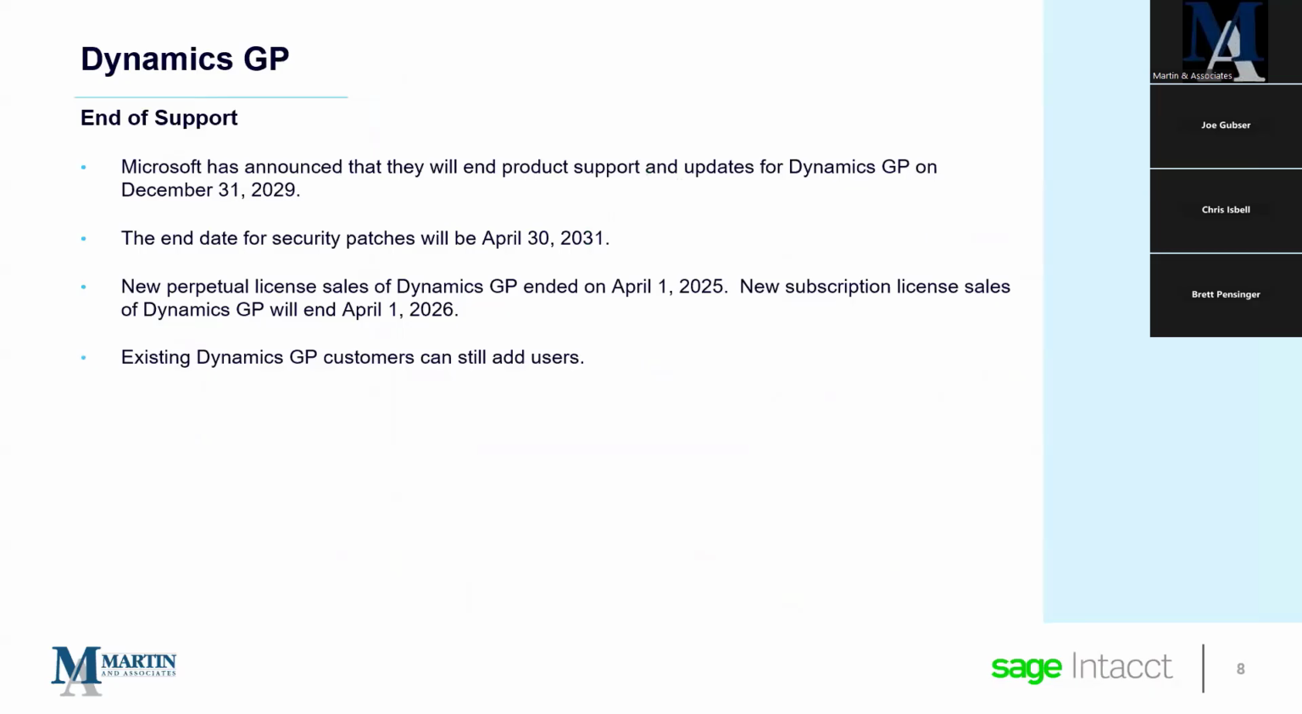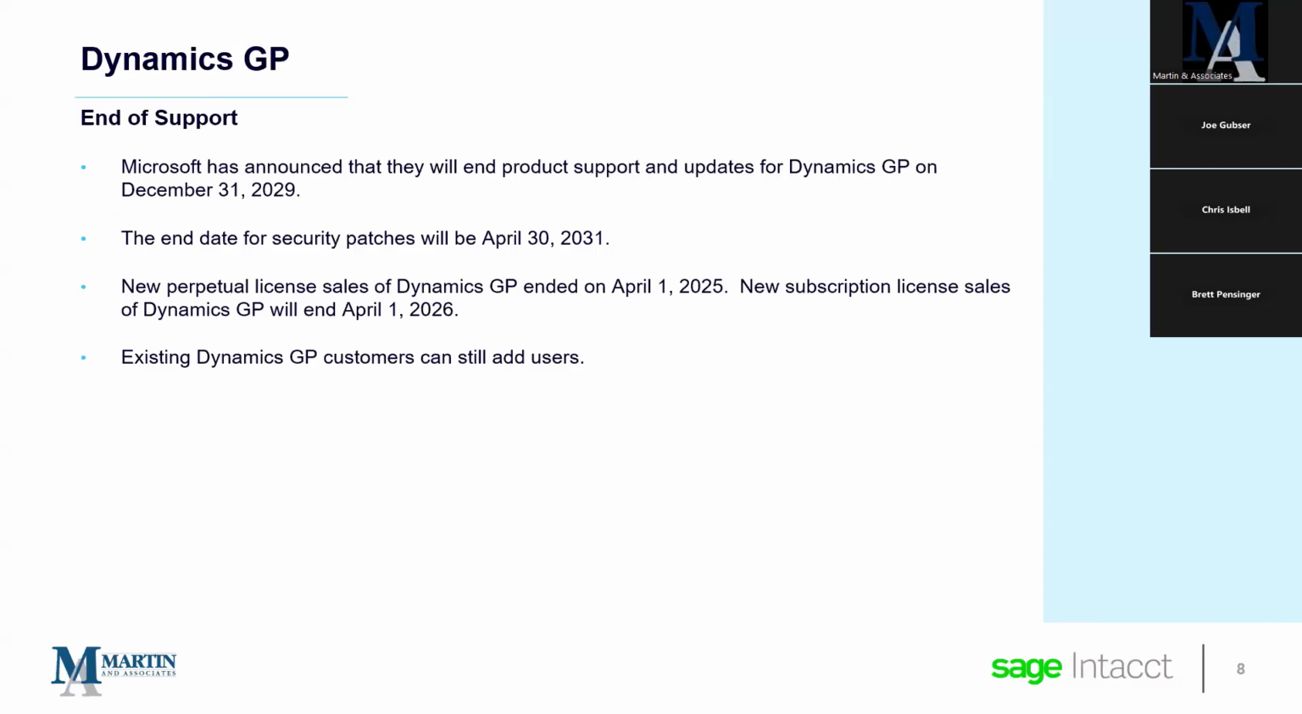So let's talk a little bit about Dynamics GP and some of the comparisons between the two products. Dynamics GP, as I'm sure you all have already heard, is coming to the end of support. Microsoft has announced that they will end the product support and updates for the Dynamics GP product on December 31st of 2029. After that point in time, the only updates that will be provided are security patches when needed, and those would happen currently through April 30th of 2031.